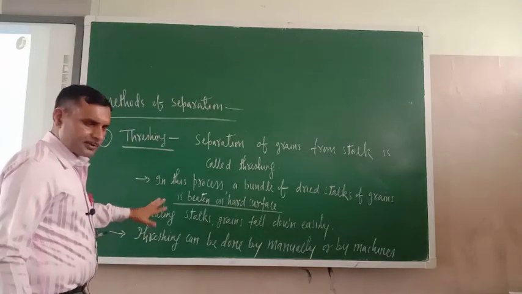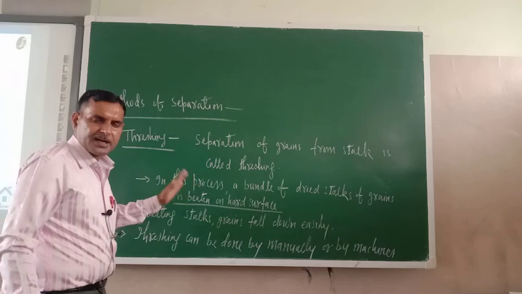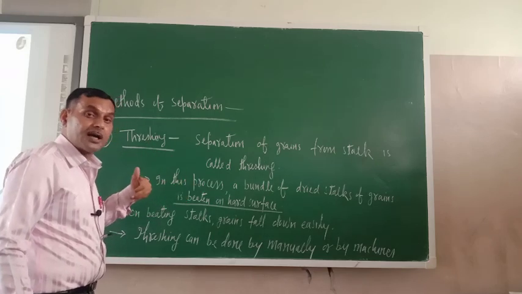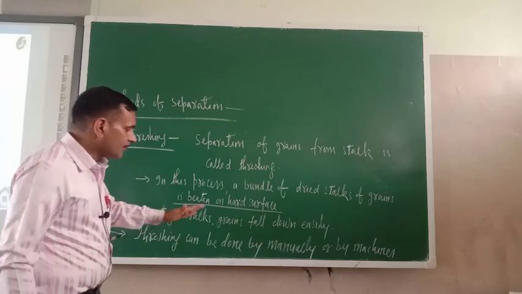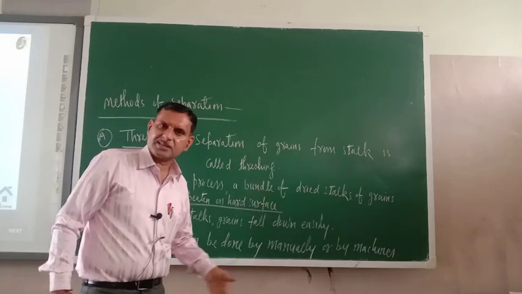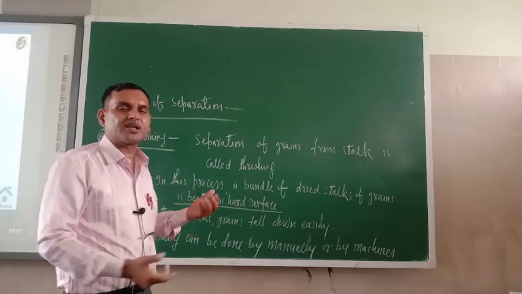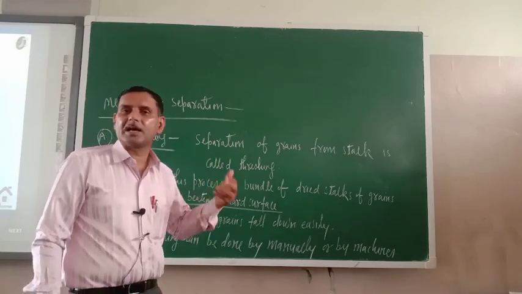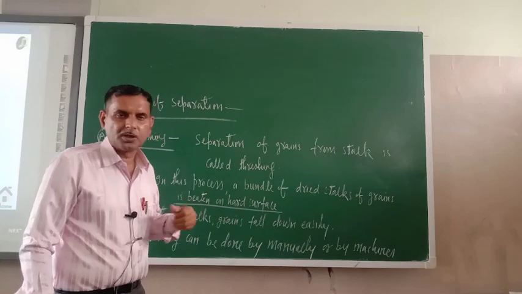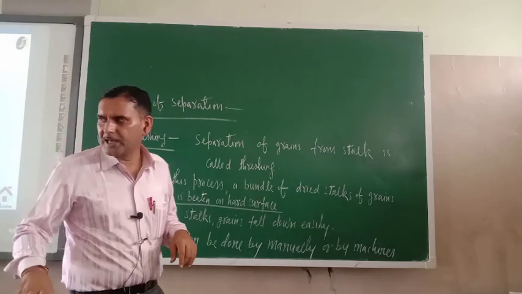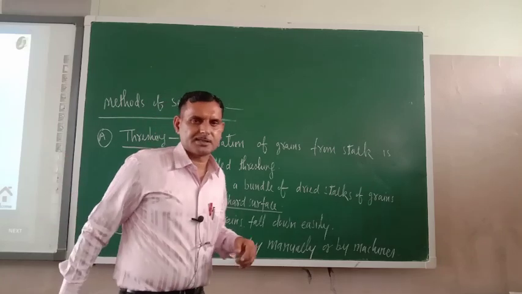When grains are separated, everything else is not useful for us. Threshing can be done manually or by machine. You might have seen a thresher, that is the machine with the help of which threshing can also be done. Now let us see some animation with the help of extra marks.